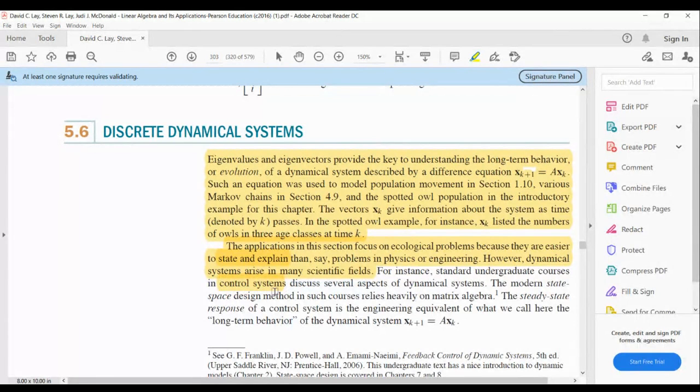My area of expertise is mathematical statistics. I can tell you, though, this is important for that field as well. They talk about the steady state response of a control system in engineering, which is equivalent to what we call here the long-term behavior of the dynamical system. So, has anybody ever heard of steady state response of a control system? Has anybody in our class heard of that, maybe in one of your other classes?